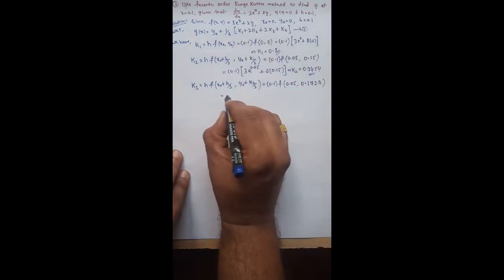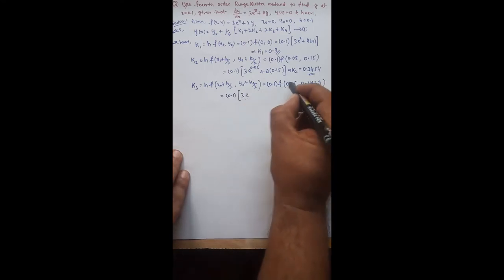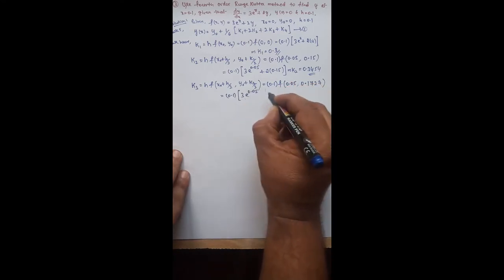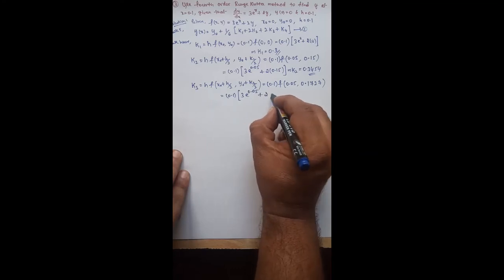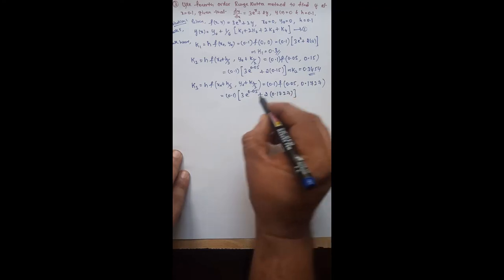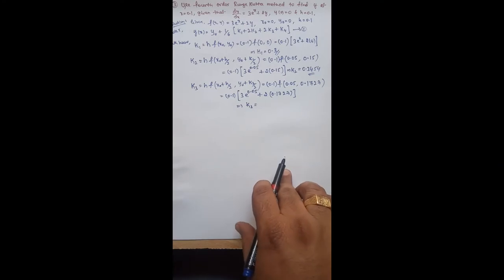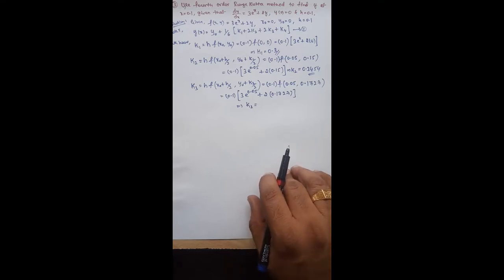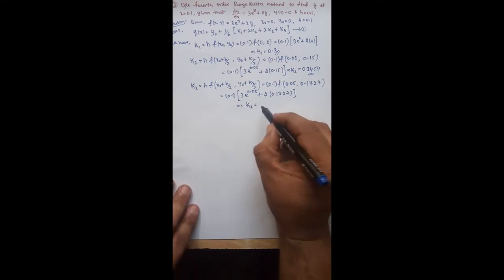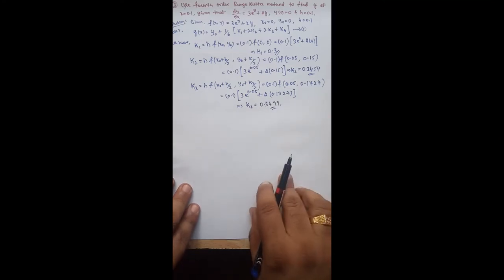We get 0.1 into 3 e power x, what is x, 0.05, plus 2 into y, y is 0.1727. So if I calculate this, we get the value of K3. So use your calculators and simplify. We get K3 equals 0.3499. So this is the value of K3.